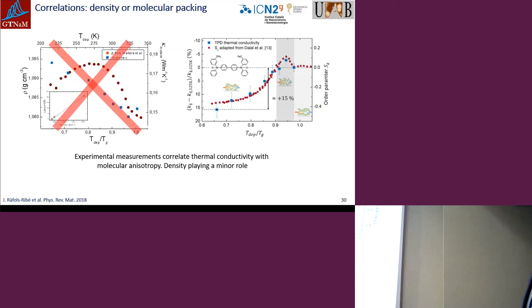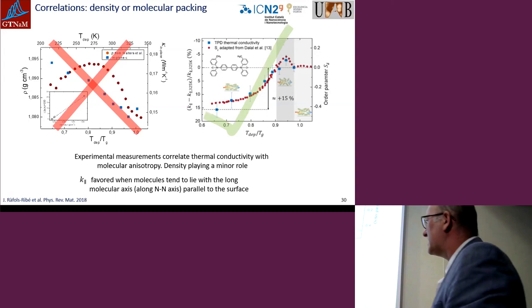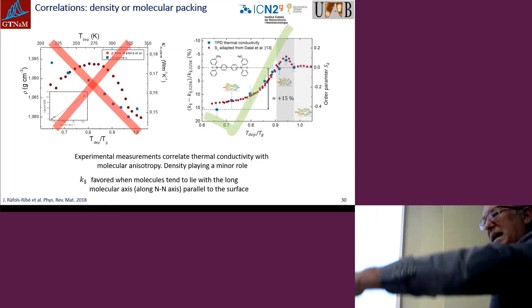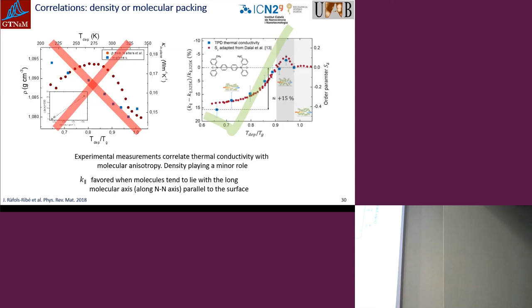The layers that lie horizontally, parallel to the substrate, have higher thermal conductivity. The ones that are here have lower thermal conductivity. So in fact, it seems that the in-plane thermal conductivity is favored when molecules are aligned planar to the substrate, and that basically means that the way the molecules are oriented in our film has an important impact on thermal transport.